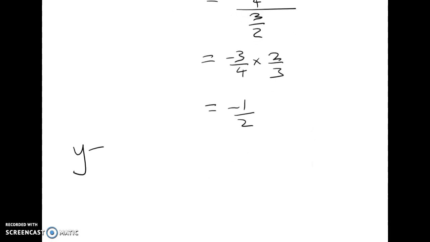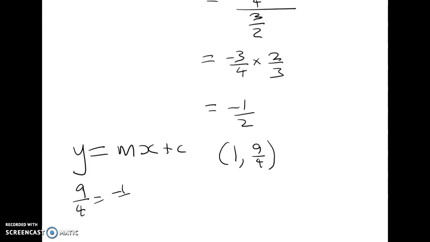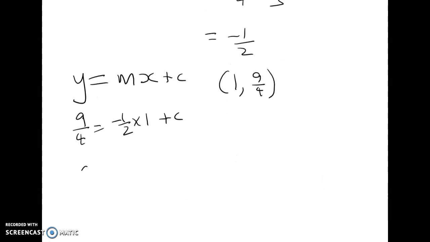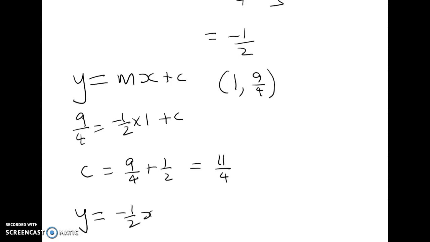Now we're going to sub in to, well, my favourite now is y equals mx plus c, and I'm going to use the point (1, 9/4). So we have 9/4 is equal to negative 1/2 times 1 plus c, giving me c of 9 over 4 plus 1/2, which is, let's see, 11 over 4. So the equation of that line is y equals negative 1/2 x plus 11 over 4.